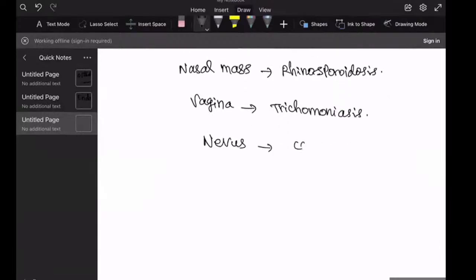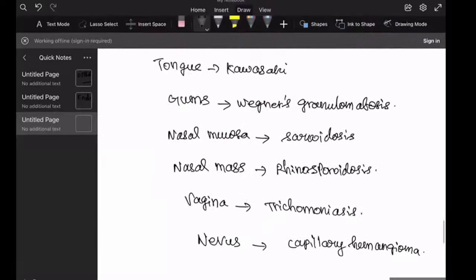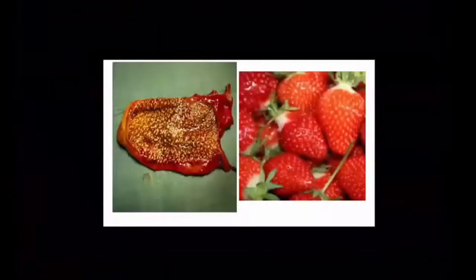Strawberry nevus is seen in capillary hemangioma. So this is with strawberries: strawberry tongue, Kawasaki disease; strawberry gums, Wegener's granulomatosis; strawberry nasal mucosa, sarcoidosis; strawberry nasal mass, rhinosporidiosis; strawberry vagina, trichomoniasis; and strawberry nevus, capillary hemangioma. So this is strawberry gallbladder, seen in cholesterosis.